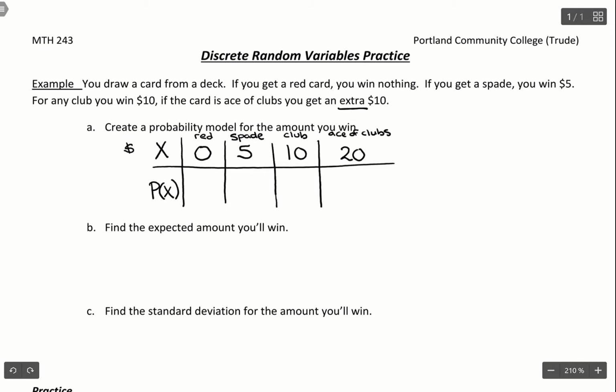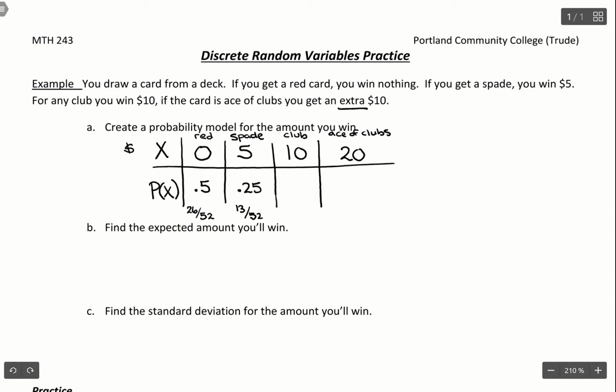To get the probability of red cards, we want to think about how many red cards are in the deck out of all 52 cards. So in a deck of cards, there's 26 out of 52. And we're going to want a decimal in here, or you can use the fractions, but that would reduce to a decimal of 0.5. Spades make up 1/4 of the deck, or there are 13 cards out of the 52. So that would be our 0.25.